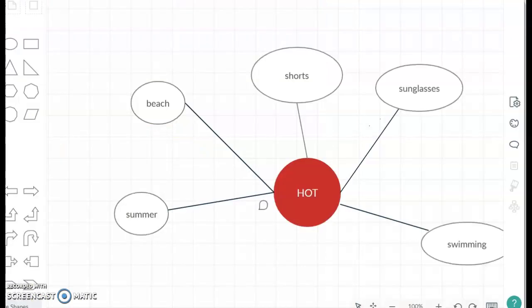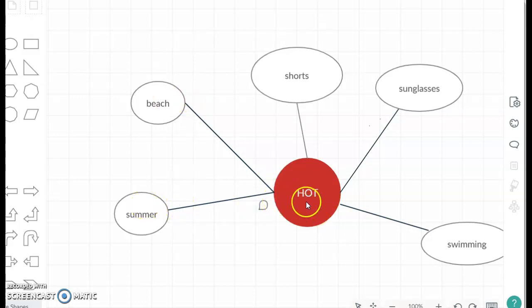Very well. Now I want you to take a look at this spidergram. This is called a spidergram. We will try to find words that are connected with hot, warm, cool, cold. So I have given you an example with the word hot here. Well, when it's hot, there are many things that we do. For example, we go to the beach.